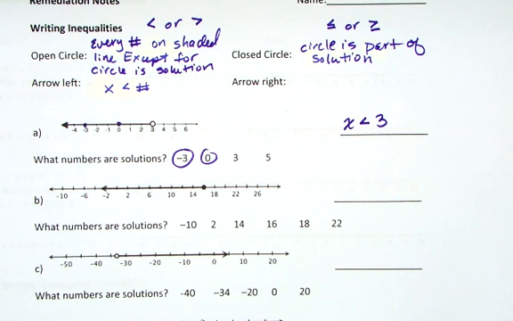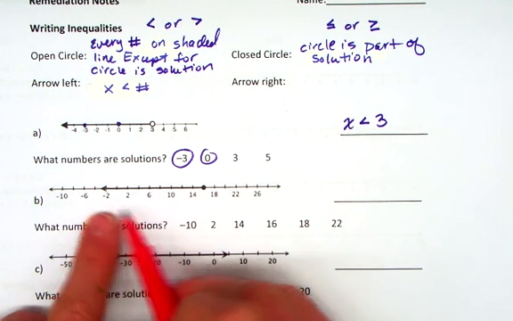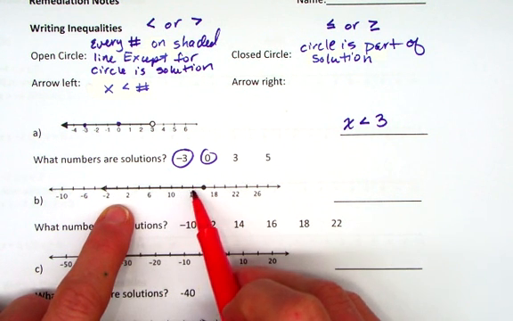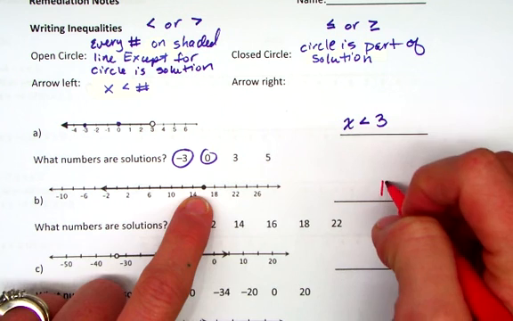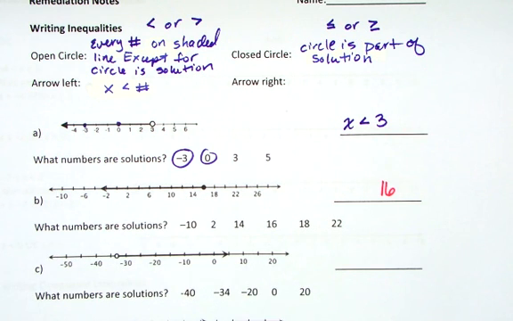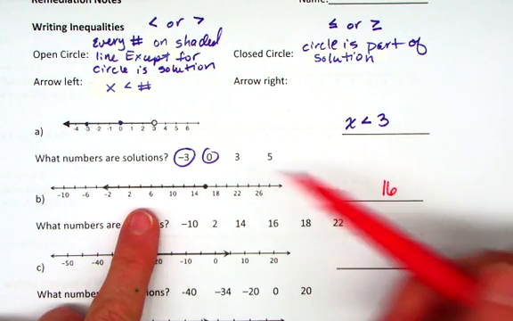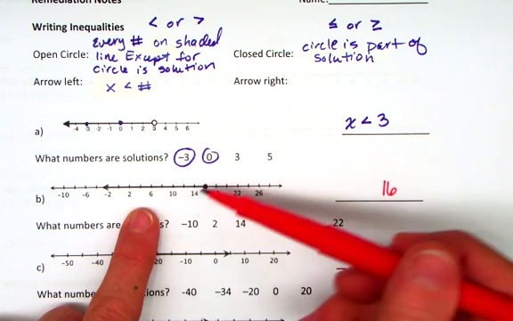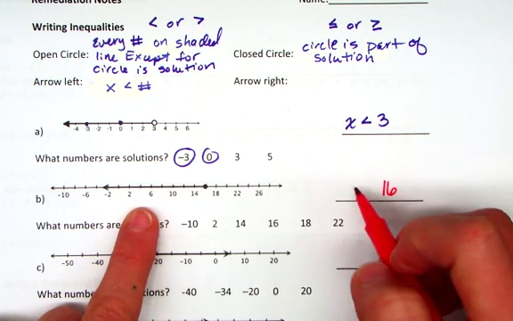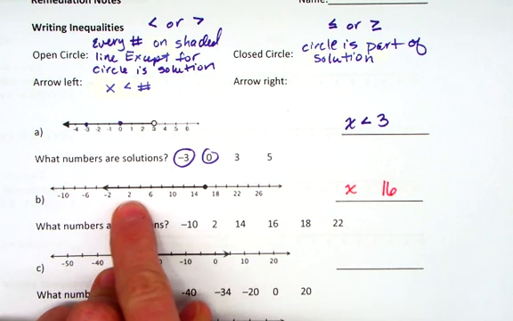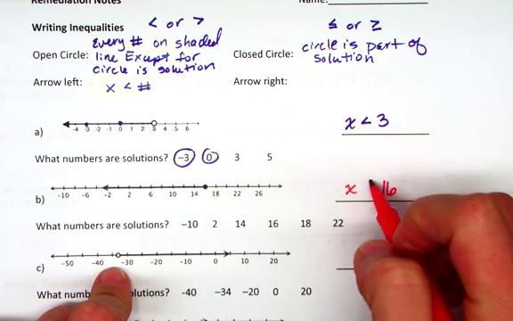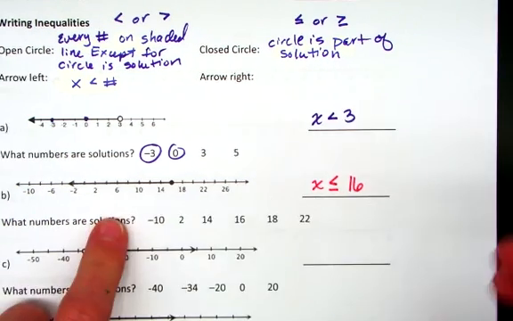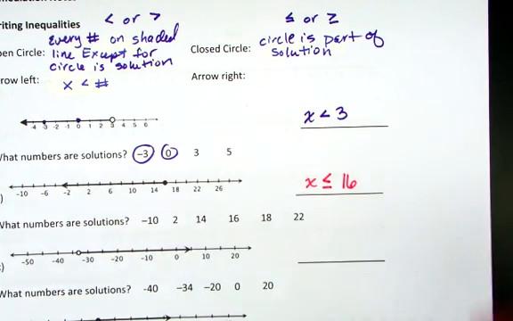So for our next problem, we take a look here, and it looks like we're going by 2. So 0, 2, 4, 6, 8, 10, 12, 14, and this number is 16. So I know I'm dealing with 16. Now my arrow is to the left. So if I have that, that means everything to the left is a solution, which means all my x values can go all the way up to this 16. So it's going to be x less than or equal to 16. Okay, so this is the first one.